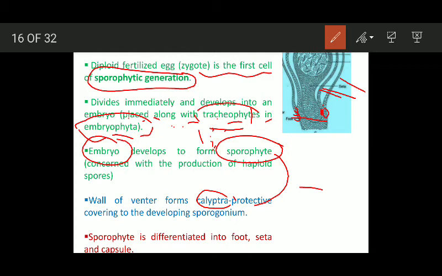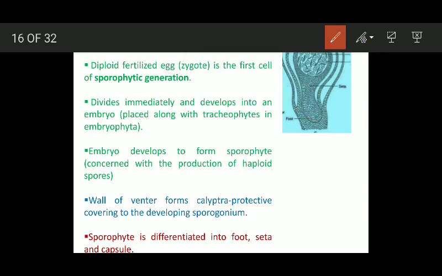Okay, this sporophyte is differentiated into foot, seta and capsule. Here you can see in the image, this is foot. It is a bulbous region, a swollen region, and it is embedded in the gametophyte. Then we have seta. This is a small structure, a stalk-like structure which raises the capsule. Capsule को ऊपर की ओर ले जाता है. Okay, so the second part is seta, and the third one is capsule. Capsule is that region of the sporophyte which produces the spores.